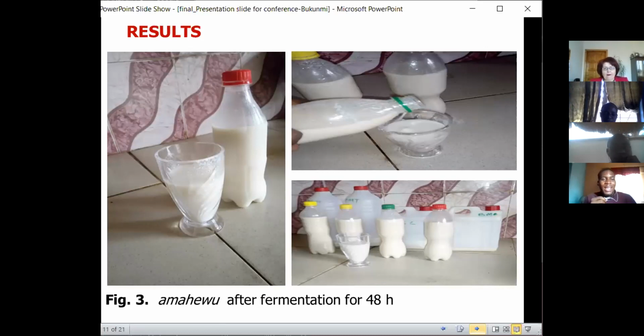You can see it looks like milk, but it's not milk. It looks like milk, very white. You can add sugar, or you can take it without sugar. It has a very slightly sour taste, which is enjoyed locally and industrially, especially in Southern Africa.